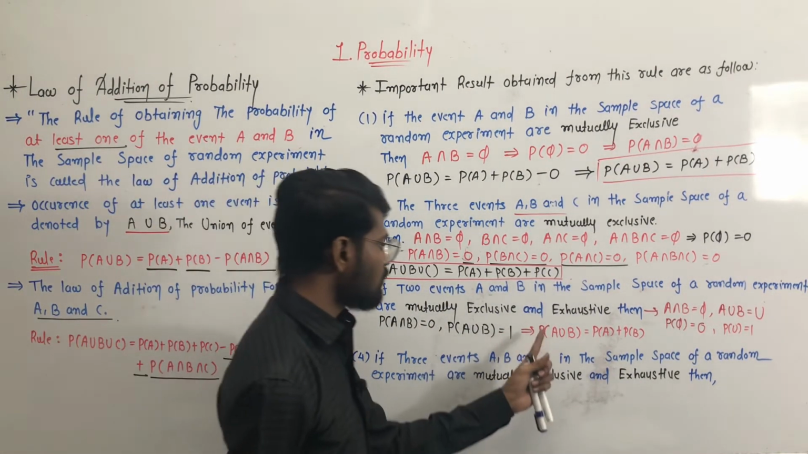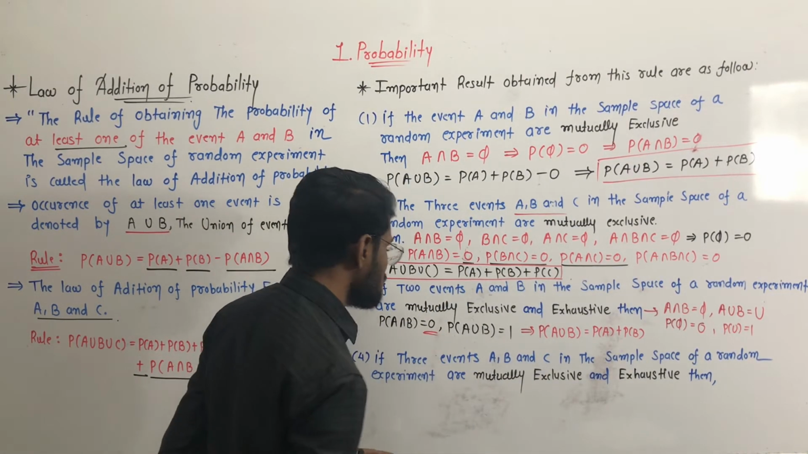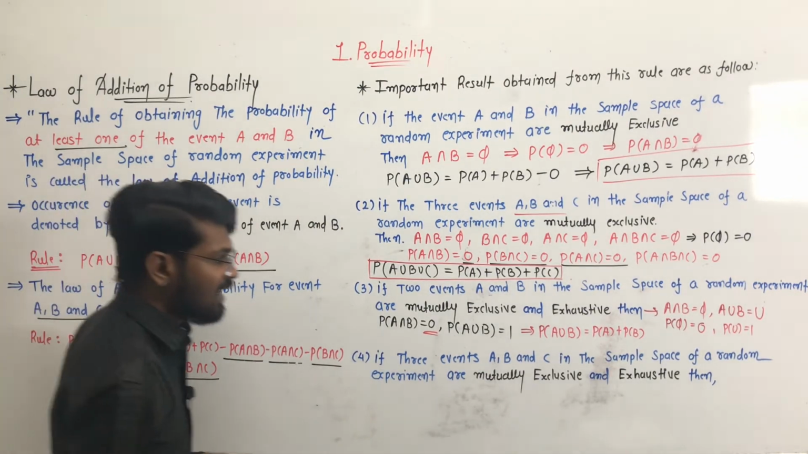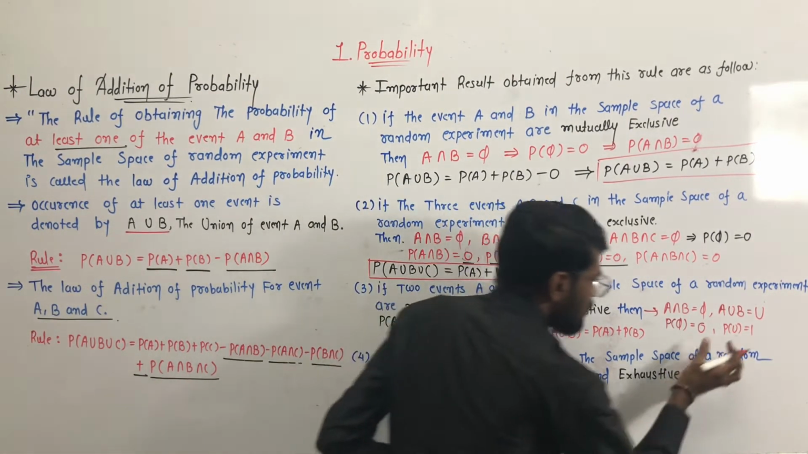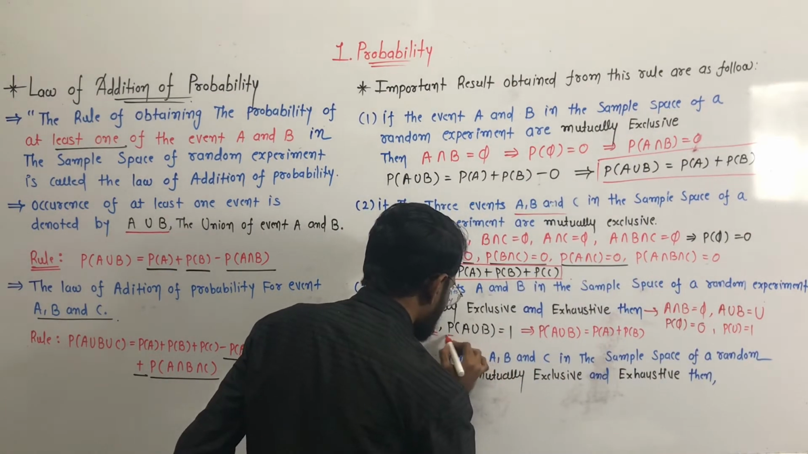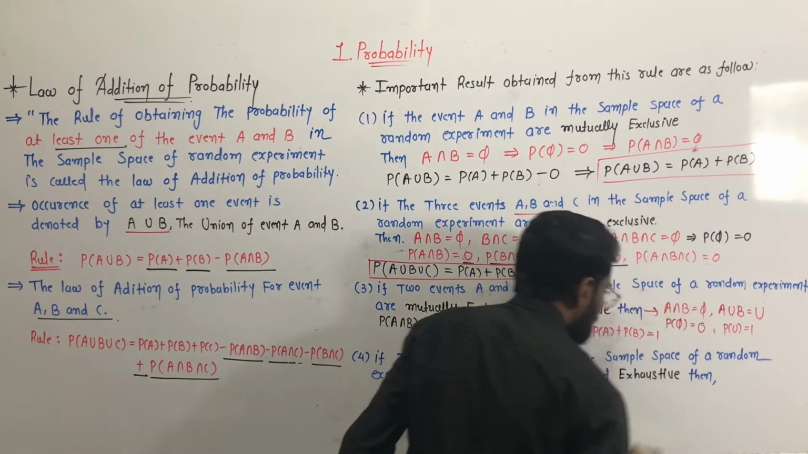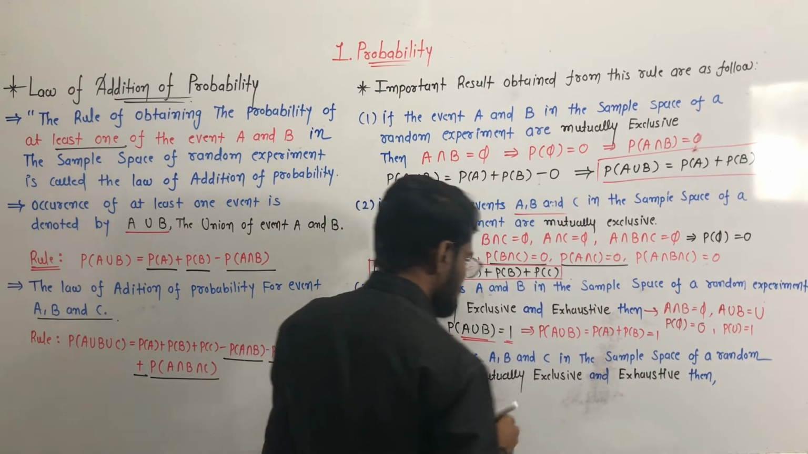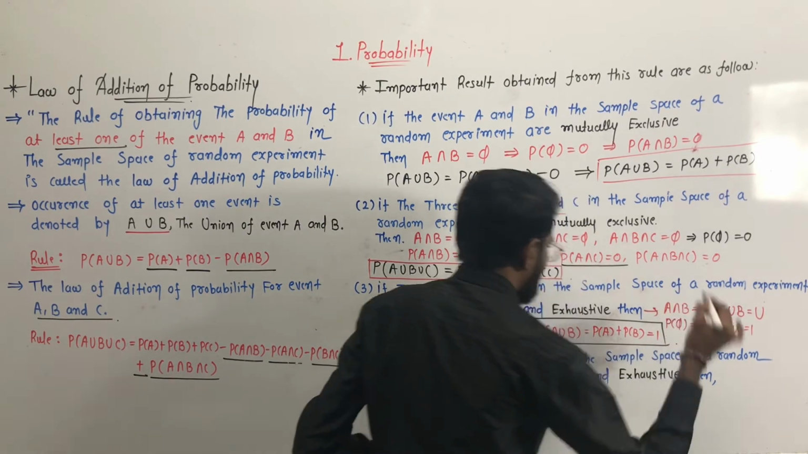But the probability of the intersection of events A and B is equal to 0, so it will be 0. And the probability of the union of events A and B is equal to 1, so it is equal to 1. Okay, so this is the third result. Done.